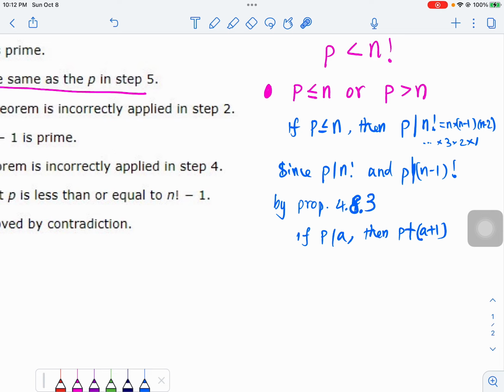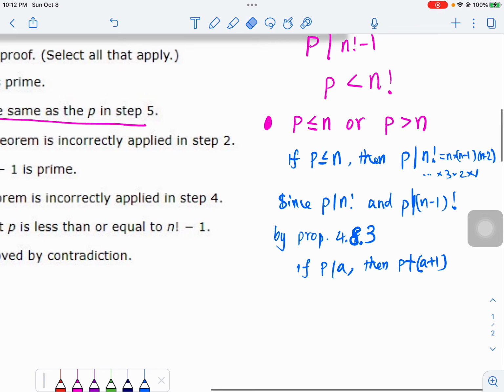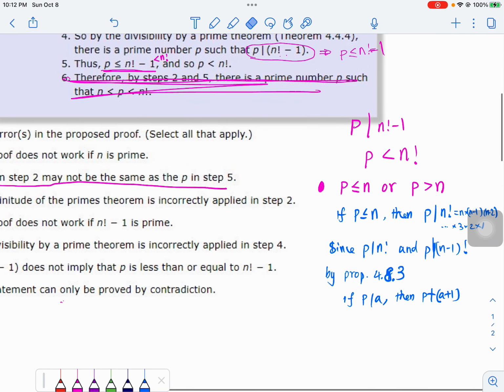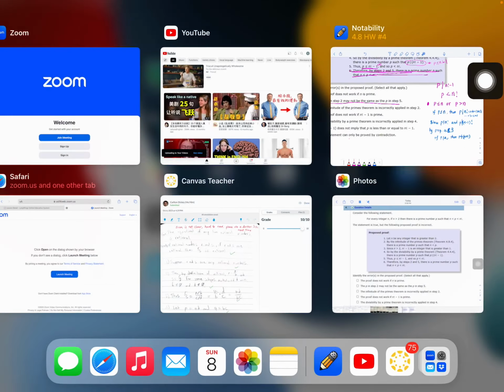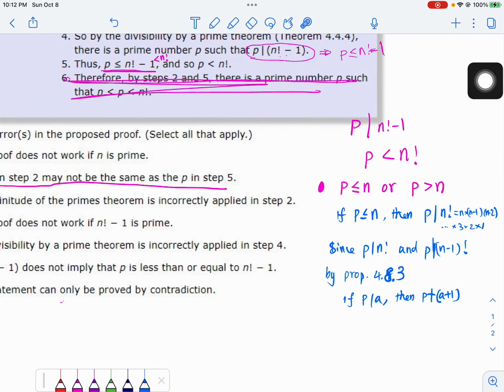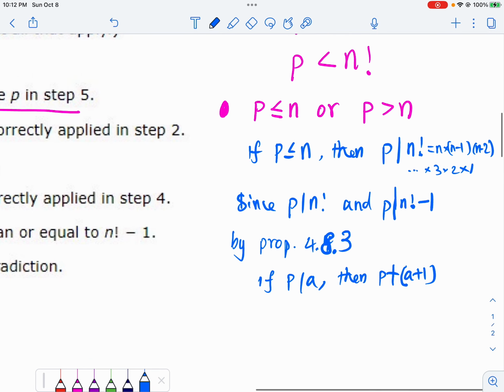Okay, sorry, I quoted incorrectly earlier, so a little mistake here. We say p divides n factorial minus 1. I'm sorry, that's a little mistake on my part. So this was incorrectly written. This means p divides n factorial minus 1. Okay, so now I can continue.